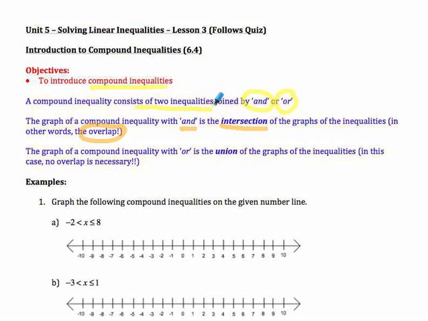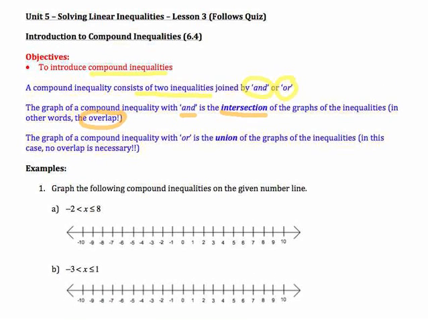We need the solution set to satisfy both of the inequalities before it can be considered a solution of the compound inequality. Okay, and then when we refer to a compound inequality which is joined with the word or, it is the union, or another word for that sometimes is sum, so it's the union of the graphs of the inequalities. And what happens in this instance is that there's no overlap necessary. Both of the solution sets are considered solution sets of the compound inequality.